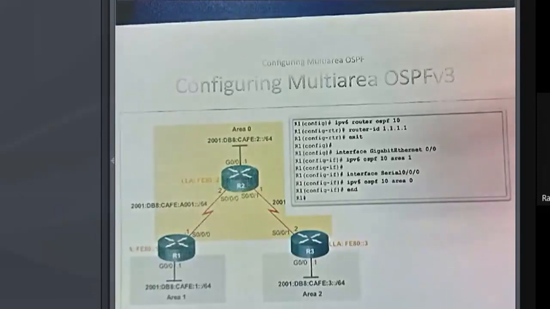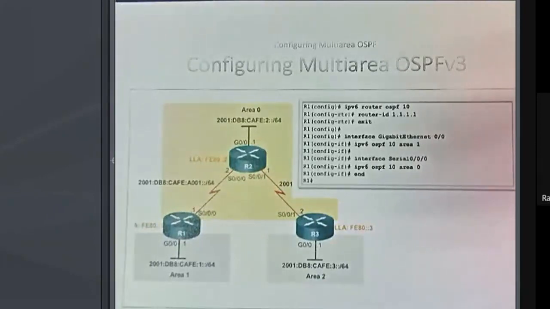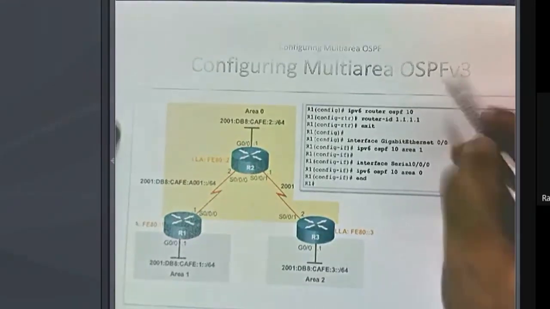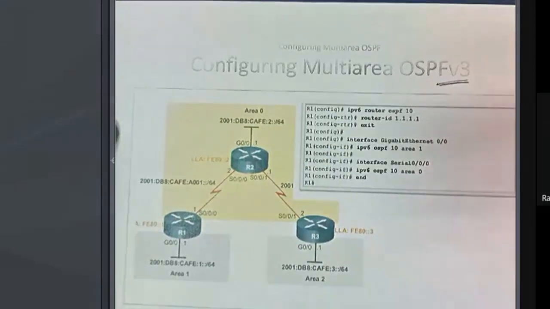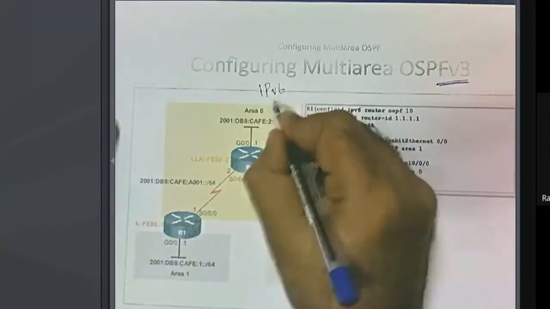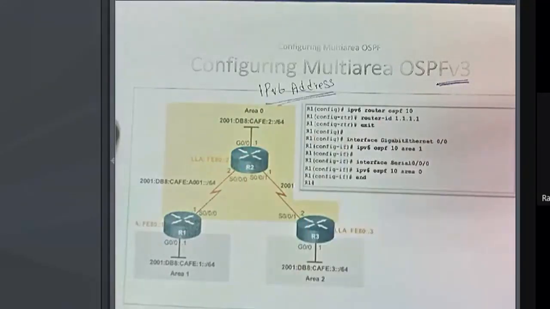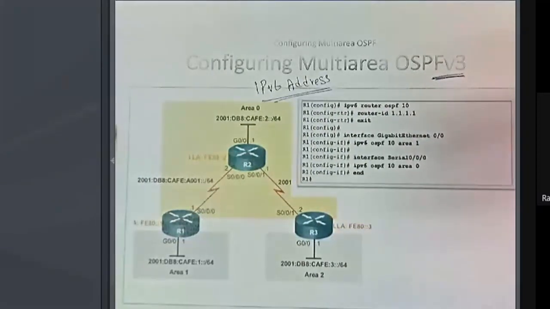Suppose in the exam they ask you to configure OSPF V3 for this topology diagram. If you get a question like this, how do you answer it? It's not a big thing. Follow the steps. OSPF V3 means you have to make sure the addresses are going to be IPv6 addresses. IPv6 addresses will be available. This is point number 1.